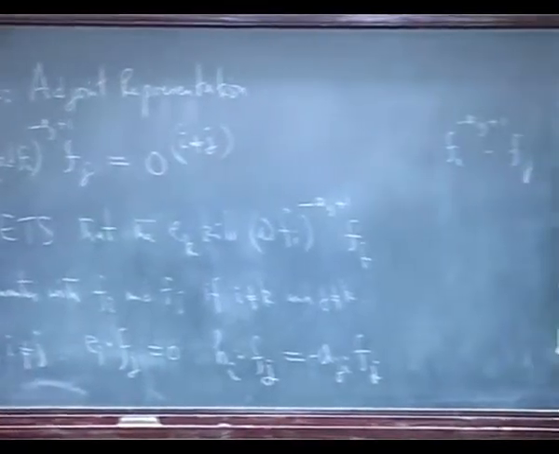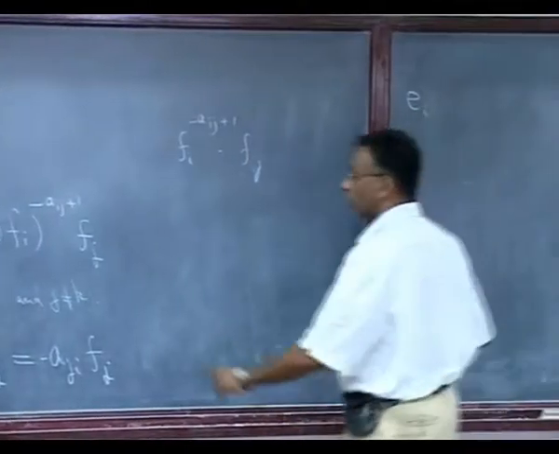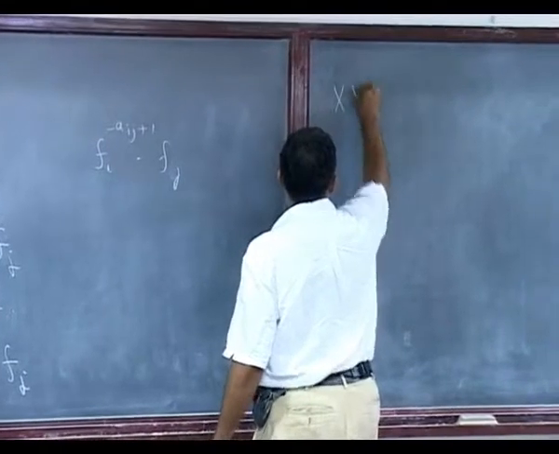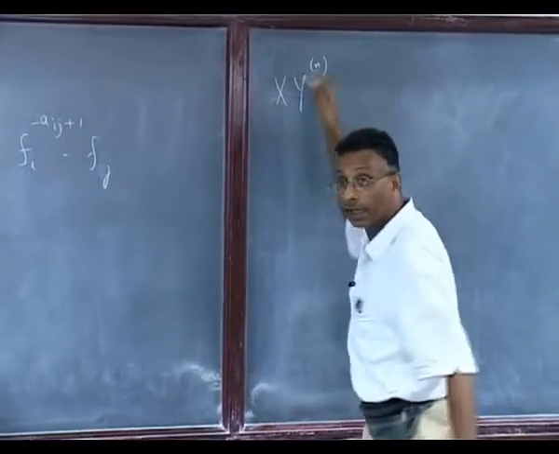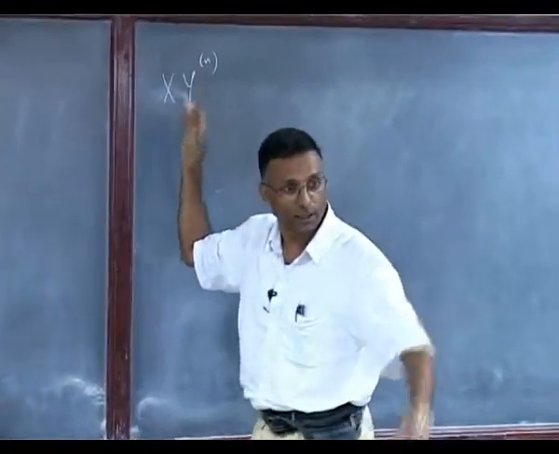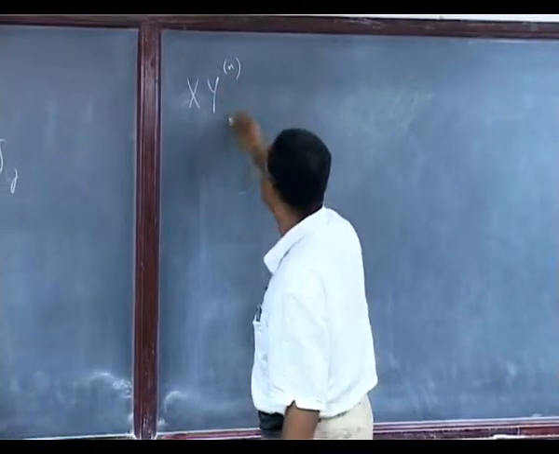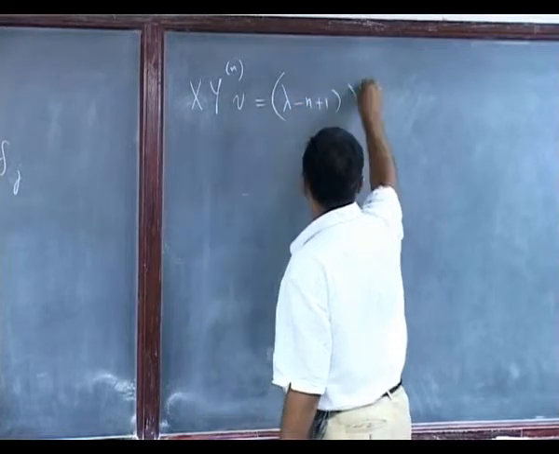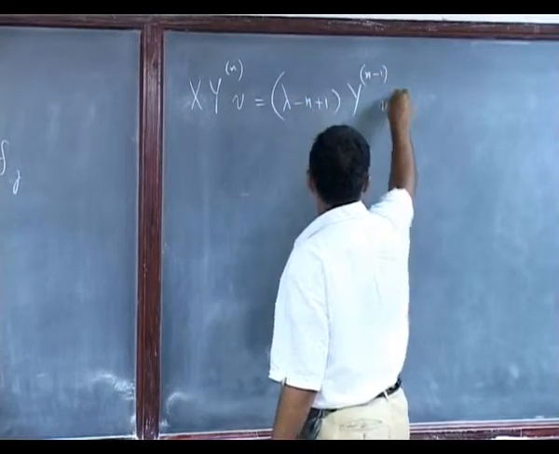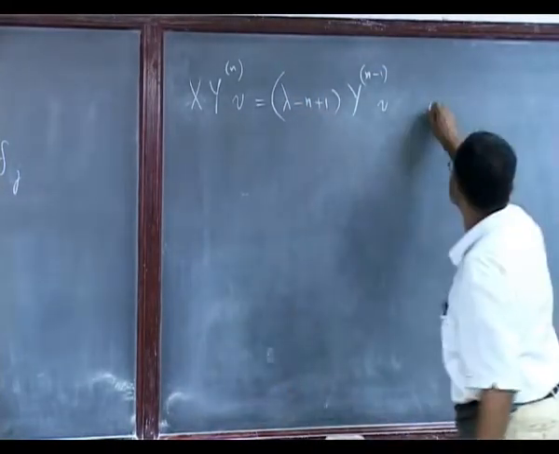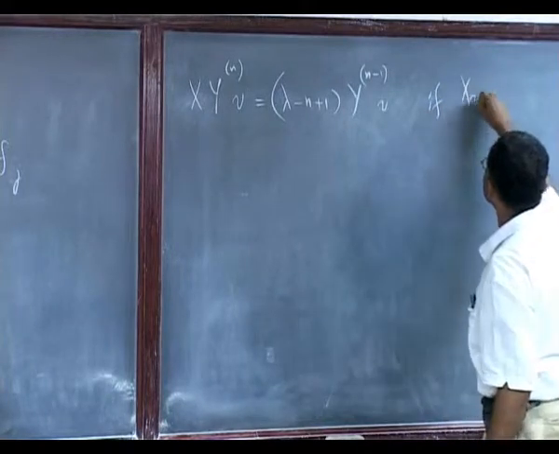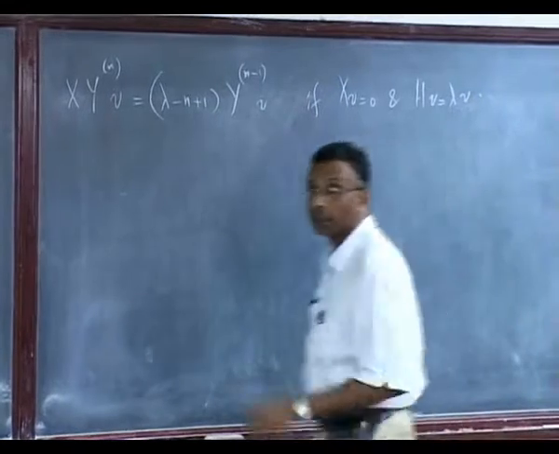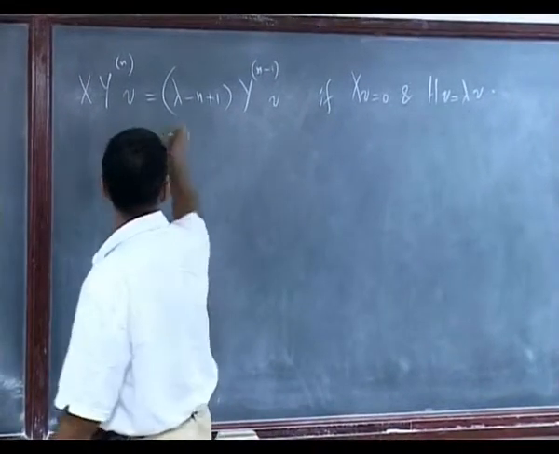Ei on, so I have to keep writing my favorite way of writing it. This again appeared in Ravindra's lecture in a different notation. This keeps occurring again and again. It is lambda minus n plus 1 times y to the n minus 1 v, if xv equal to 0 and hv equals lambda v. That's the condition. Okay. So let's do that.